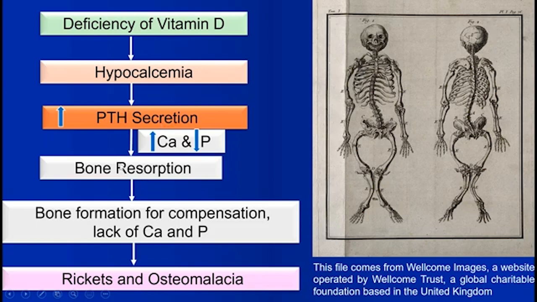So there is more and more bone resorption, and to compensate for that, there is the formation of more and more bone, but the new bone which is being formed lacks calcium and phosphate. And due to this, the bones which are formed are abnormal and they are unable to bear the weight of the patient. And this leads to rickets and osteomalacia.